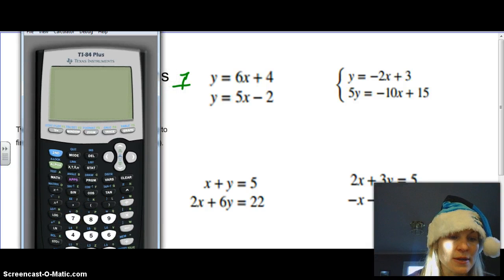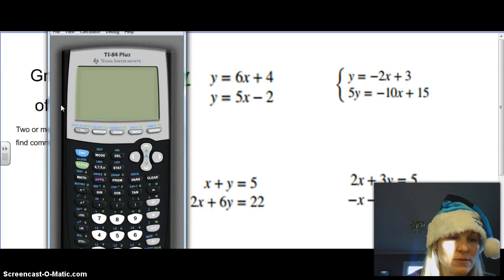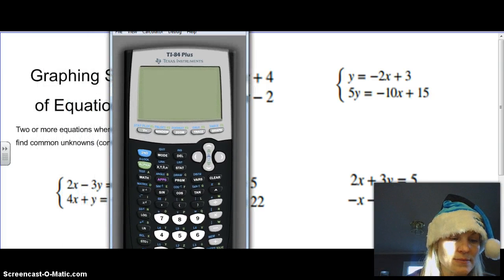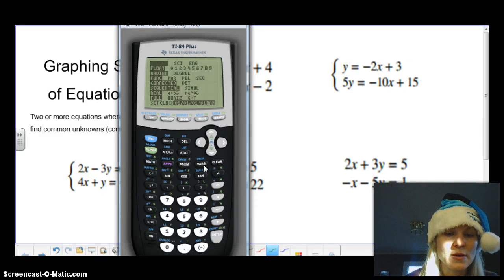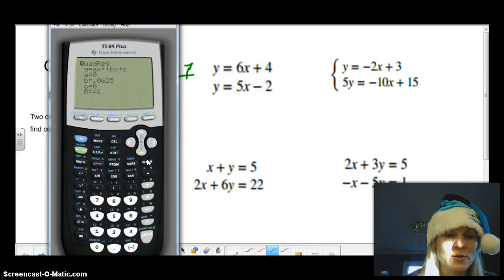So if we go over here, and I'm going to turn it on, okay, it's already in y equals for us, so that should tell you that it'd be very simple to go to the y equals here. We have two equations we're going to put in. We're going to put in 6, remember, this is the x button, plus 4. We're going to put that in y1. And y2, we're going to put in 5x minus 2.